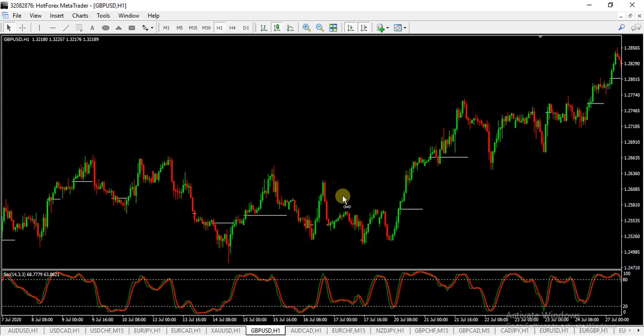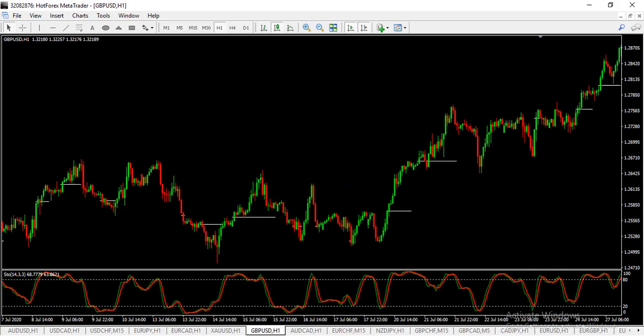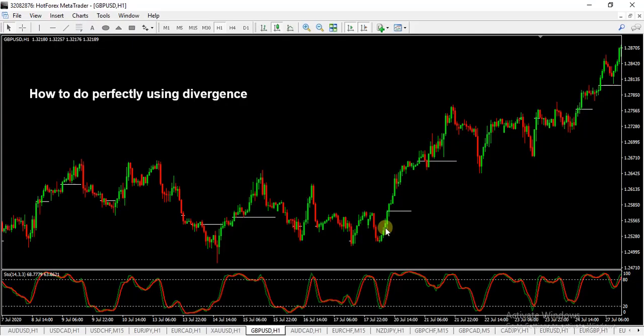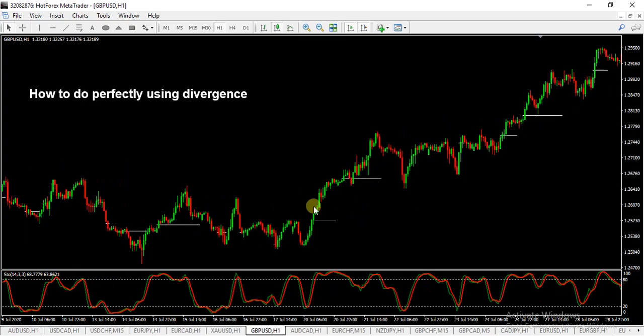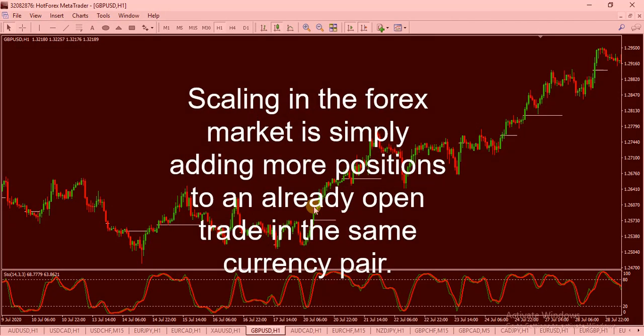Alright, let's go into the market. So I will show you what I have for you guys today, and today we're gonna talk on how to scale perfectly using divergence. So let's go back to the market and let me show you what I have for you guys. Scaling is a kind of adding to something you already have.